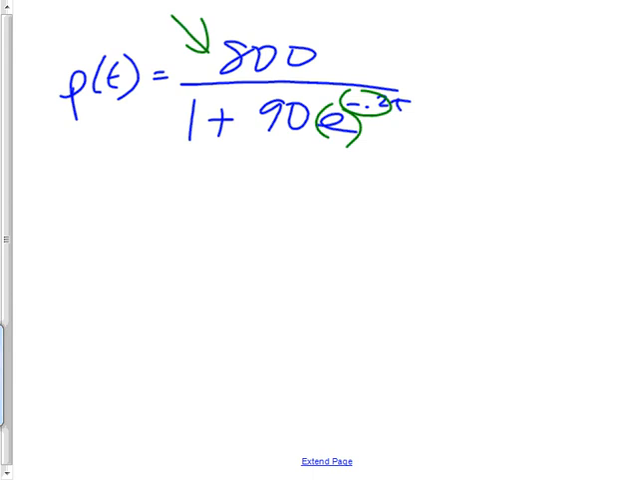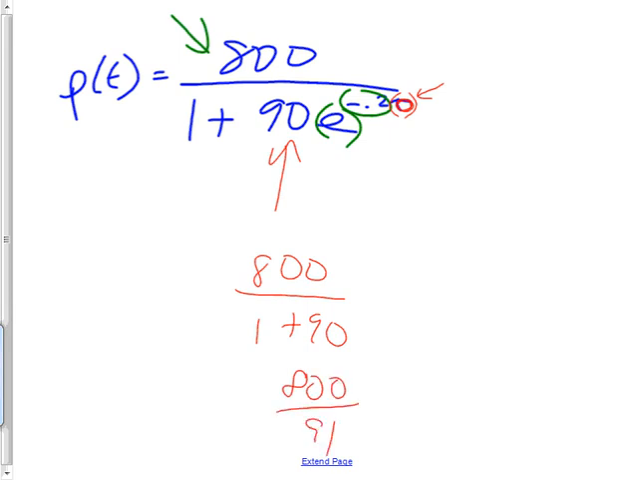Here's the most common screw-up. When they ask what's the starting value, people think it's 90, because that's where A is. But A is not the starting value. The starting value is where time is 0. So I put a 0 right here, and I figure out, oh, 2 times 0 is 0, e to the 0 is 1, 1 times 90 is 90. Now it's 800 over 1 plus 90. You get what I just did there? I just stuck in the time was 0, because that's the starting value. That's when you start. And then the answer is not 90. It's going to be 800 divided by 1 plus 90. So 800 over 91 is your starting value.